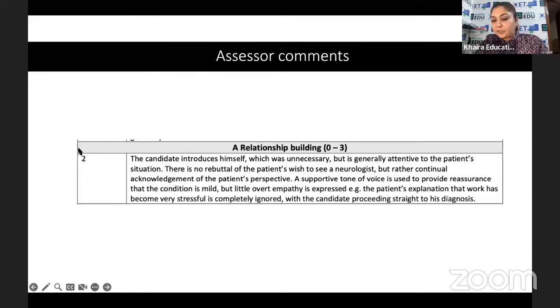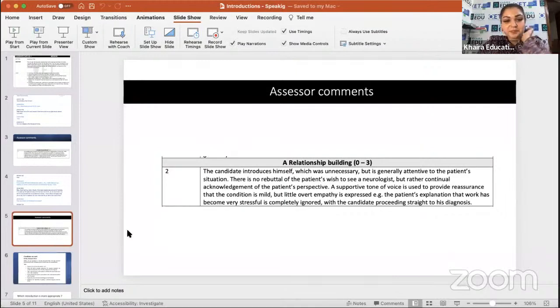Now, the candidate has scored a 2 in relationship building, which is due to other factors. When we discuss empathy and non-judgmental attitude and other aspects of relationship building, you will realize that even if you make a mistake, sometimes you can make up for that mistake in other ways, which we will come to later. But starting the role play appropriately is a very good way to get good marks in relationship criteria. So this is why we're having this class today.